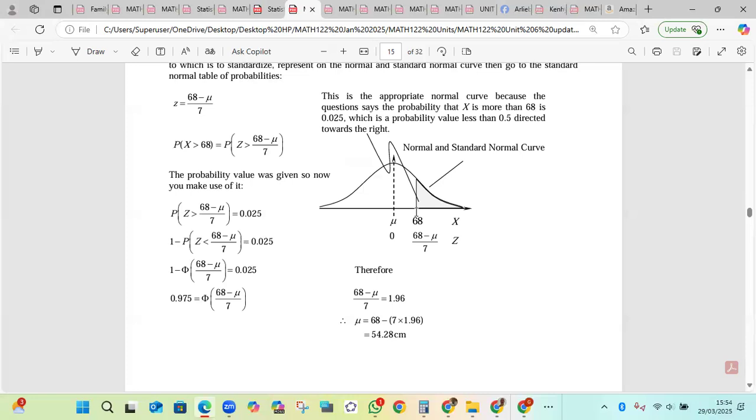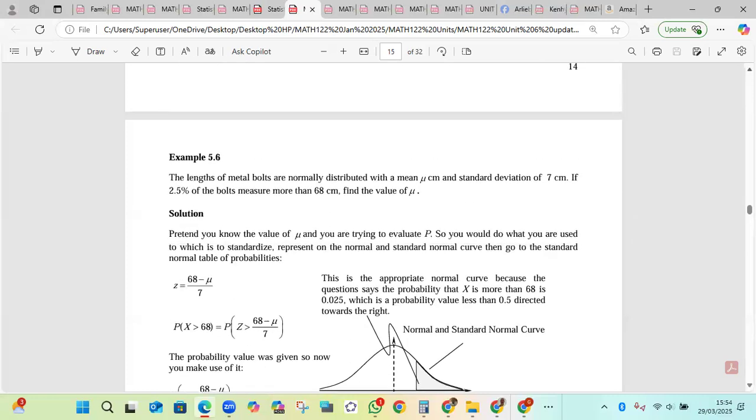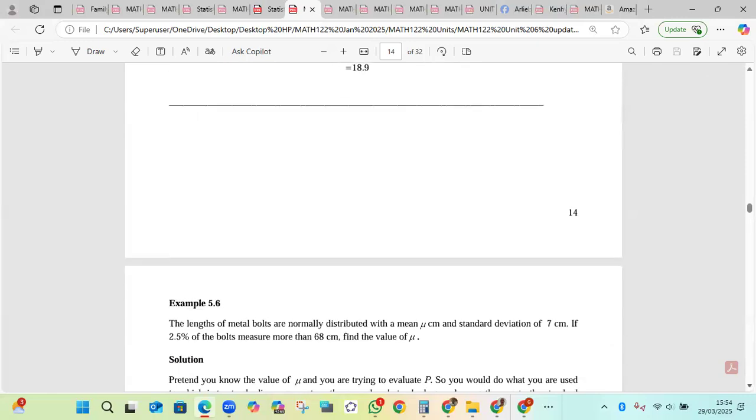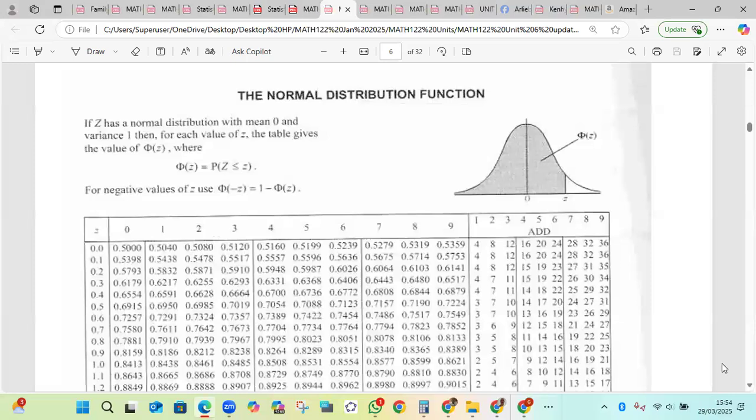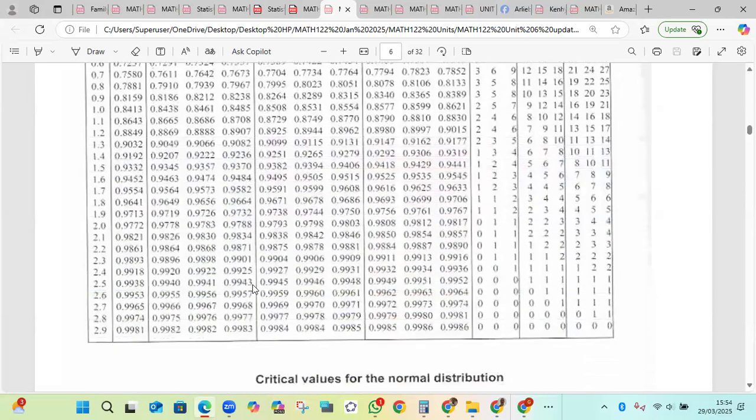Once you have a probability value less than 0.5 and you want to find a z, just take it from 1 and go into the table and it will give you the z. So we go into the table with 0.975 for this example. Here it is: 1.96.